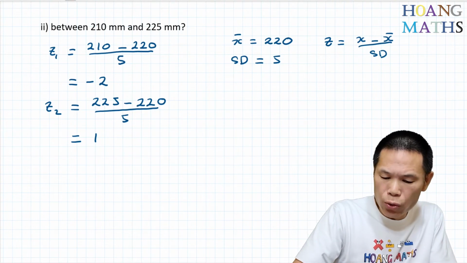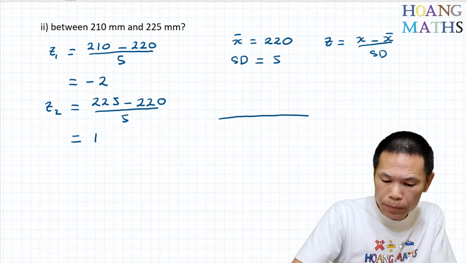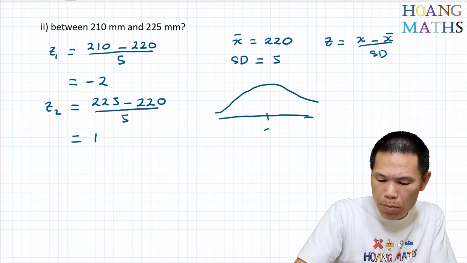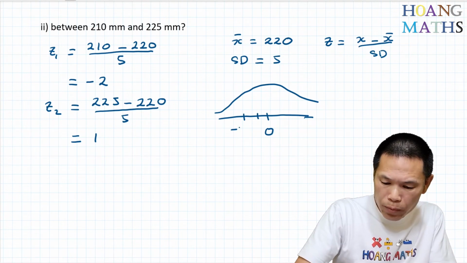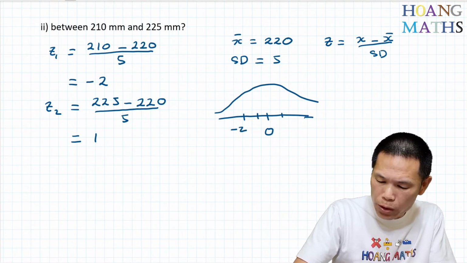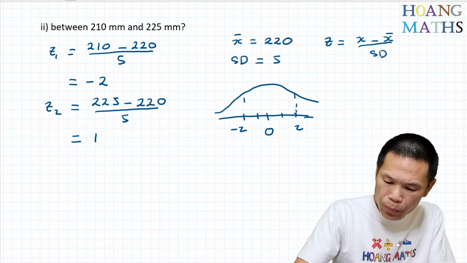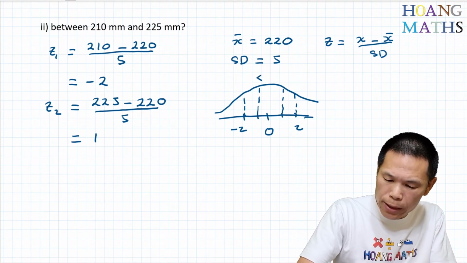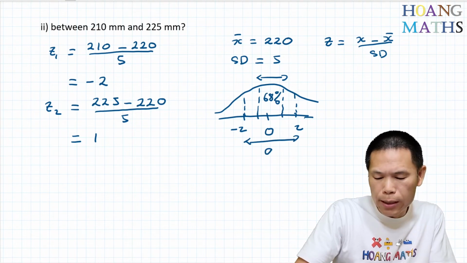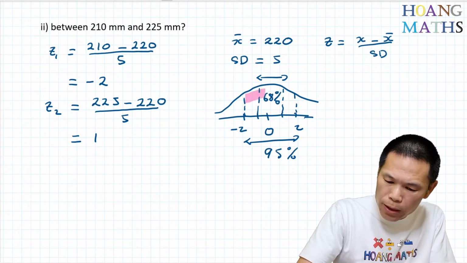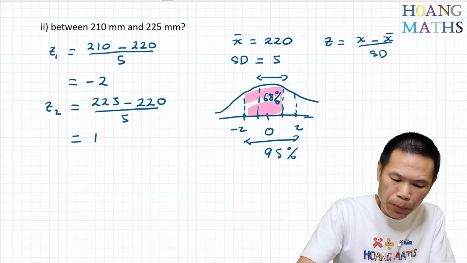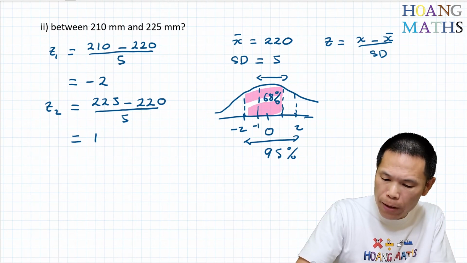So now let me just draw a normal curve first. So this is the mean, that is z equals 0. And we want between -2 and 1. So therefore, we just write 2 here first, always symmetrical. And we need 1 and 1. So we know that this is 68%. And between this is 95%. But then we want to be between -2 and 1. So don't forget, okay, this is -1, this is 1.